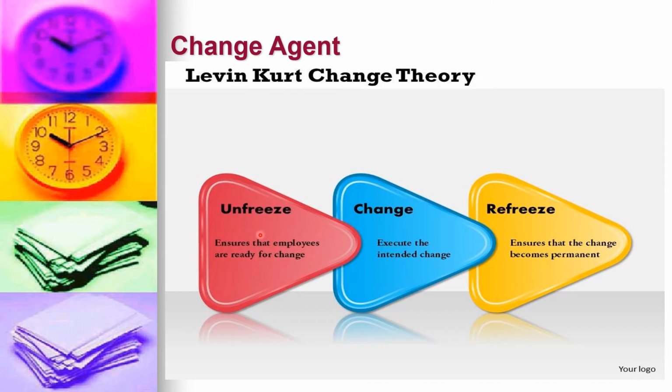So before implementing a change, the first stage is unfreeze. Here, the nurse manager should ensure that all employees are ready for change. Second, the change stage, that is, execute the intended change. After getting the employees ready, the nurse manager has to execute or implement the needed change. Third stage is refreezing. After implementing the intended change, the nurse manager has to ensure that the change becomes permanent and the employees have adapted to the change.